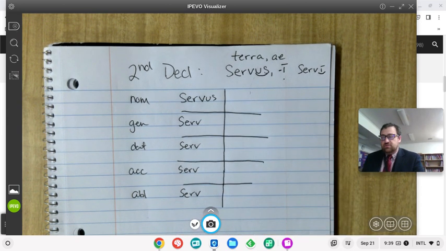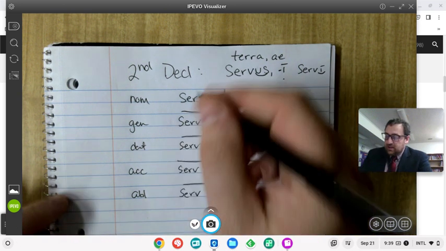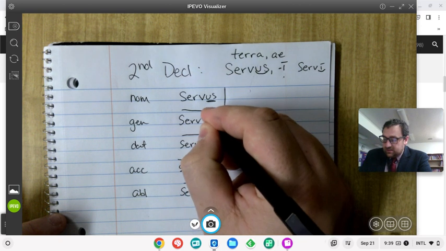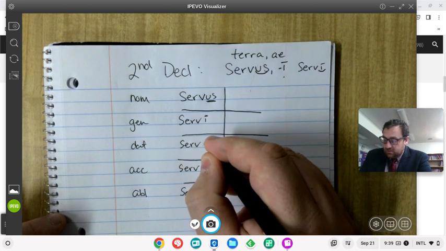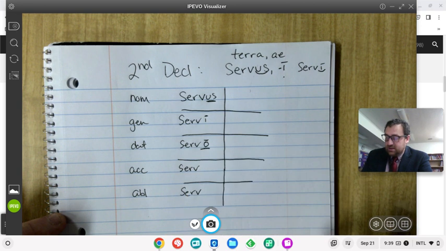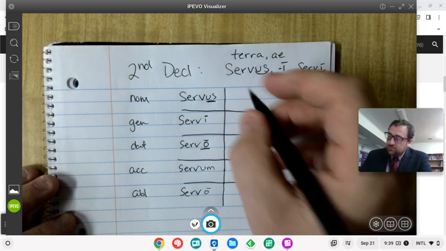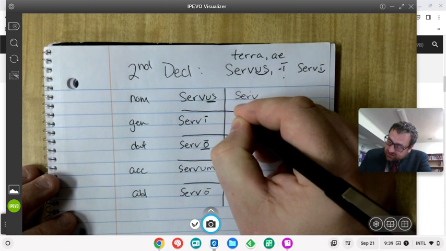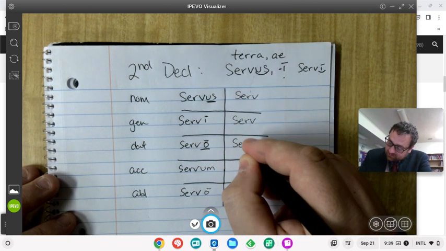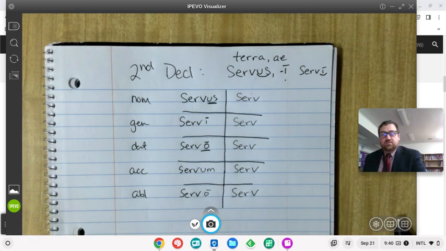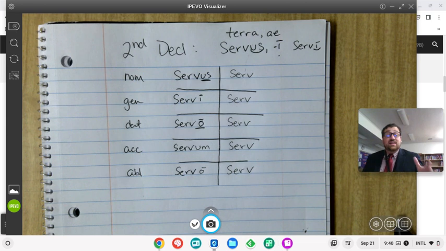What we're going to do is underline and separate the endings here. So servus, servi, servo. I'm also going to underline it. Servum, servo. And then our stem is serv-. So I'm going to write my stem. I'm going to ask you to get these written down nice and big and legible in your notes, because you're probably going to refer to this in doing your exercises from the book.